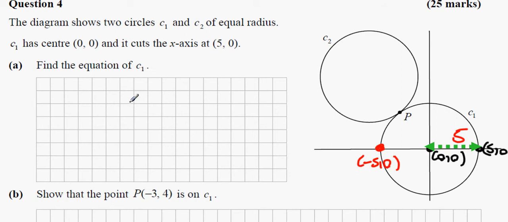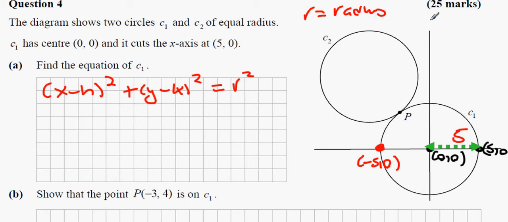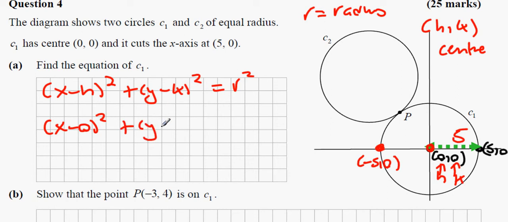Now to find the equation of C1, you need to look up your equation of a circle formula, and it's going to come in this form here. And what it's going to tell you in the notes is that r is the radius and (h, k) is the center of the circle. What we know about the center of this circle is that h is 0 and k is 0. So what we can get here is x minus 0 squared plus y minus 0 squared equals r squared, which is 5 squared. Therefore x squared plus y squared equals 25.